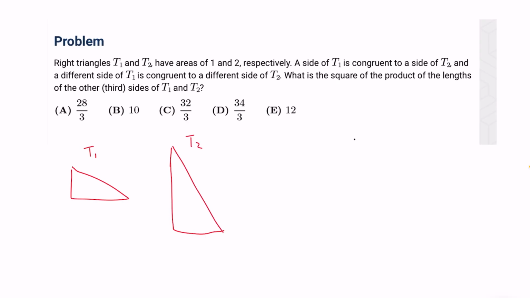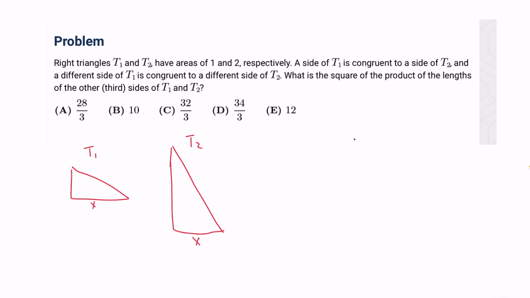So the only possible way for all of these circumstances to happen is, I'm going to first let X be the shorter leg of T2. So I'm just going to let this be X. Because T2 has a greater area than T1, that means that the shorter side of T2, which is X, has to be congruent to the longer leg of T1. So this is also X.